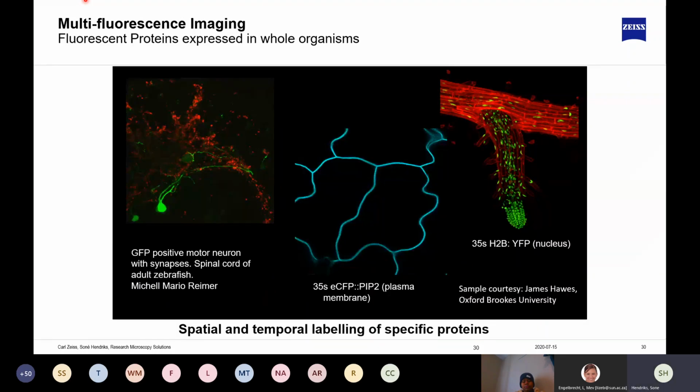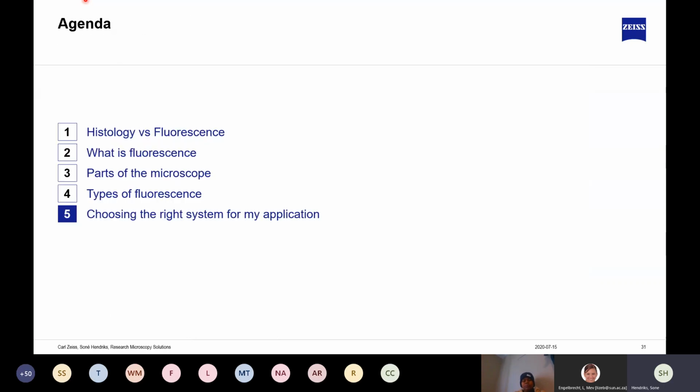Some more examples. Here you can see spatial and temporal labeling of specific proteins with reference to plant material. You can see the different development stages as well. Now, in order to choose the right system for your application, I quickly want to go over one or two principles of fluorescence microscopy.